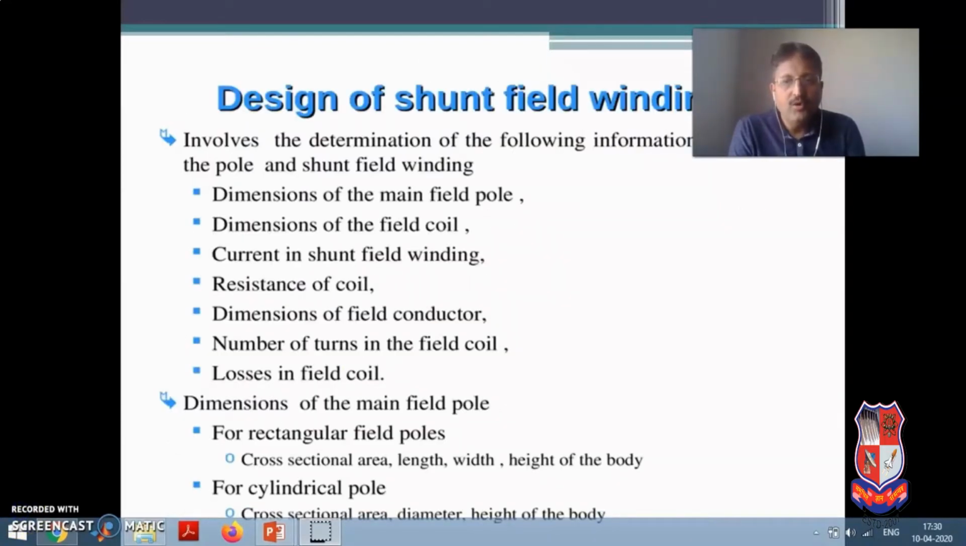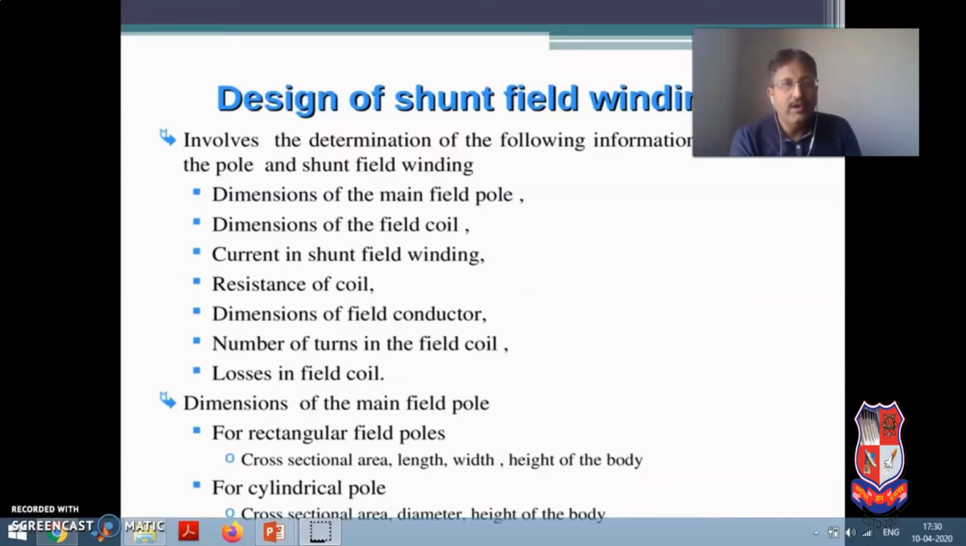Now what will be the outcome of the design of the shunt field winding? It consists of a multi-step process. Outcome means you will be getting the dimension of the field pole. There are 2 separate things, field pole and field winding. So you are getting the dimension of the main field pole, then the dimension of the field coil, and then you will be getting the current in the shunt field winding, the resistance of the shunt field coil, the dimension of the shunt field winding, the number of turns in the shunt field coil, and the most important, the losses of the shunt field coil.